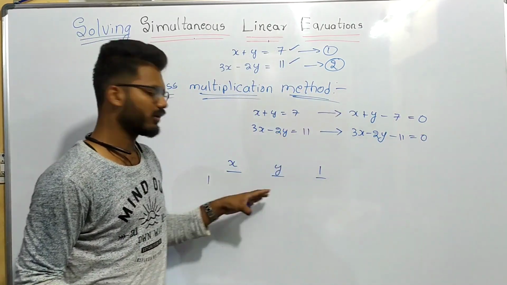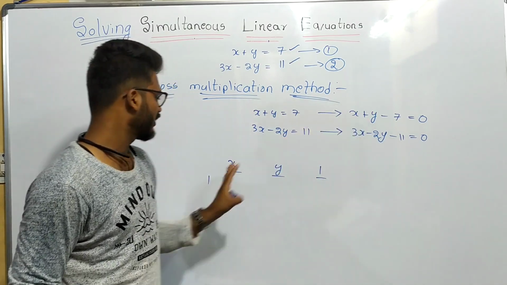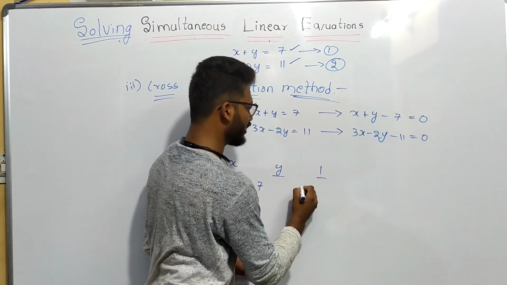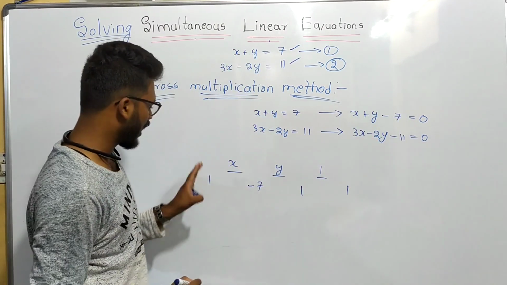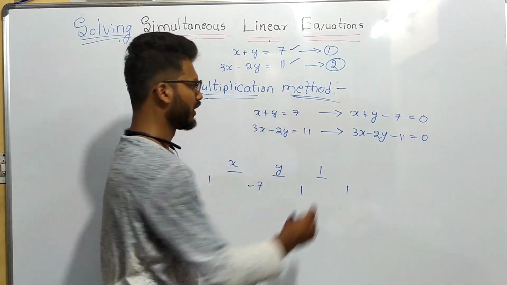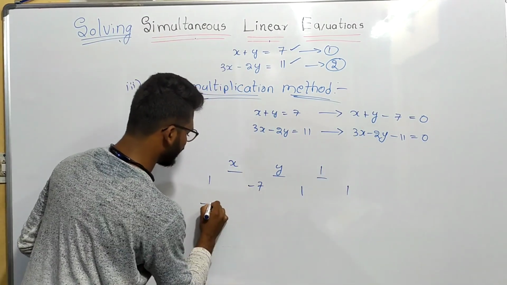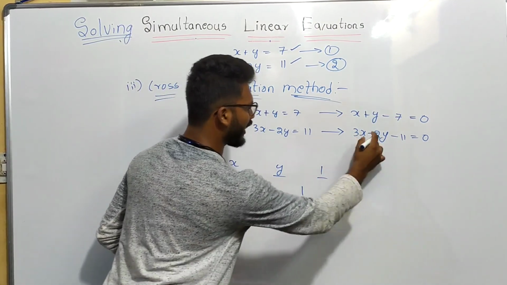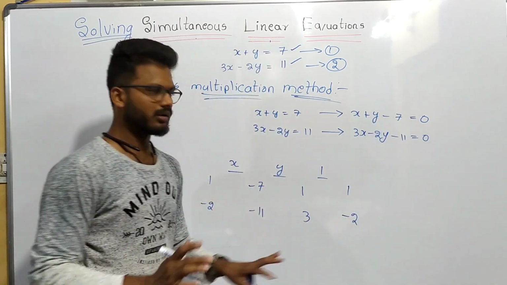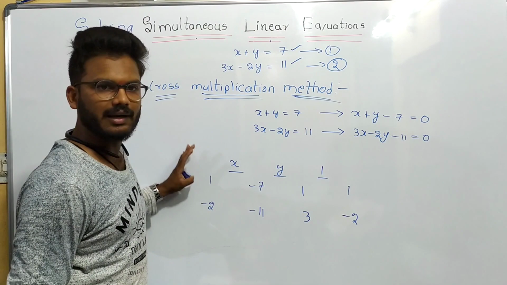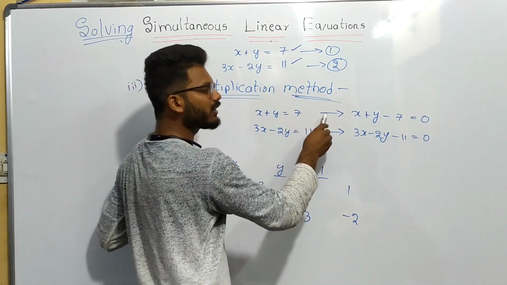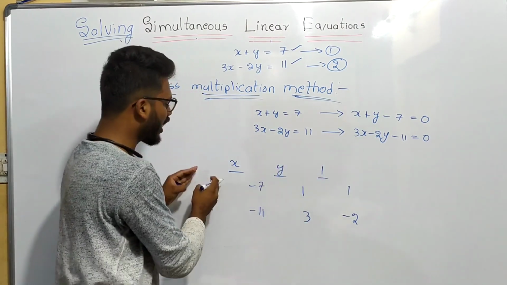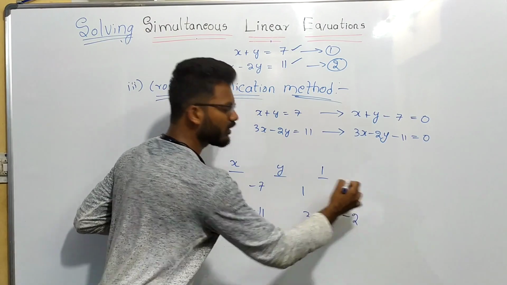Now we have to write. For y it is 1. Next the constant is minus 7. Come to x, it is 1. Again y, 1. You have to start with the y coefficient and end with the y coefficient. In the second equation it is minus 2, the constant is minus 11, x is 3, and again y is minus 2. See, clear? Before starting, first make the right hand side 0, then write x, y, 1, and start with the coefficient of y and end with the coefficient of y.